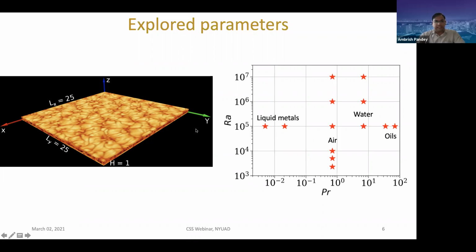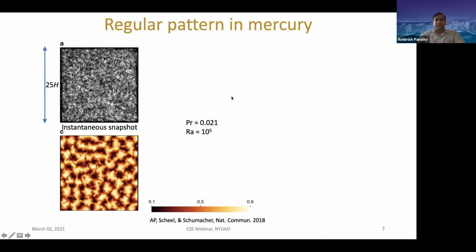And in solar convection, you are somewhere here at 10 to the minus 6. So it's not possible for now to study those parameters from our simulation, but our current results may shed some light on solar convection. So let's see what kind of pattern we get in mercury.